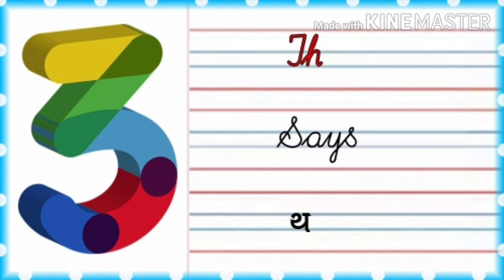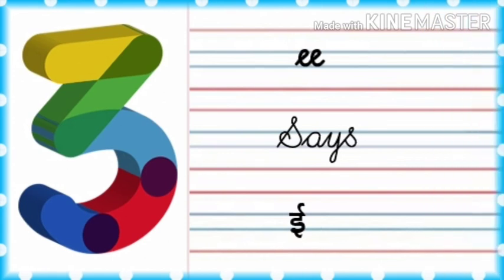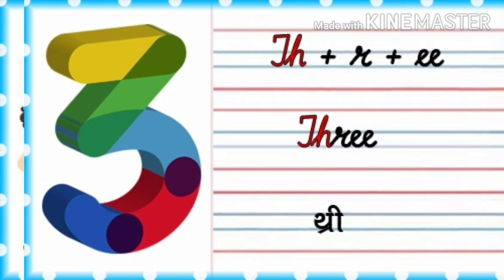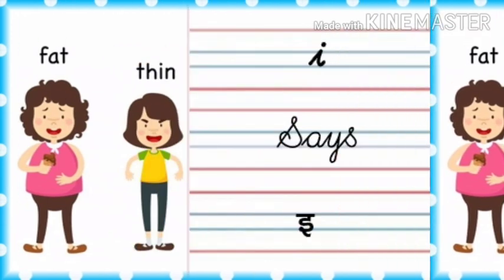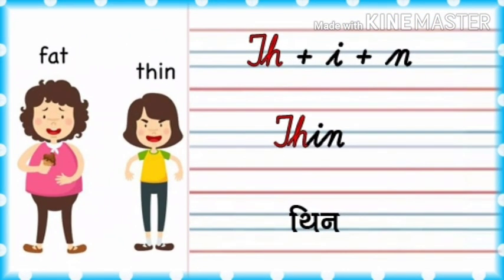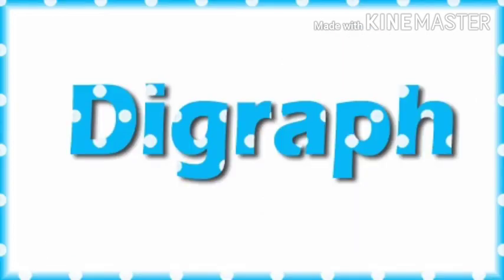Like in three. Th, th. R says r. Double E, e. Th-r-ee, three. Th. I says i. N says n. Thin. I hope now it's clear to you what digraphs are.